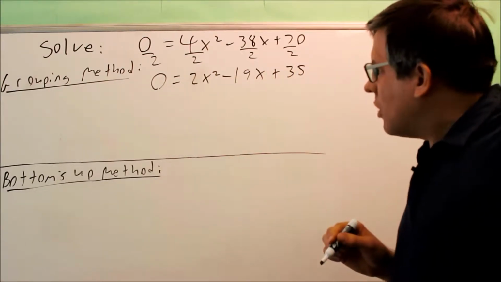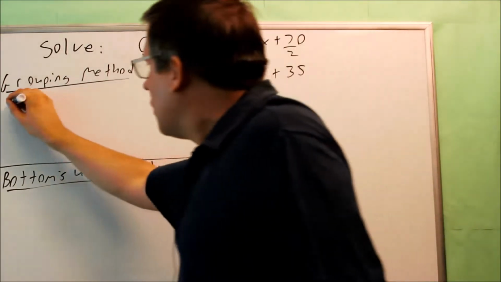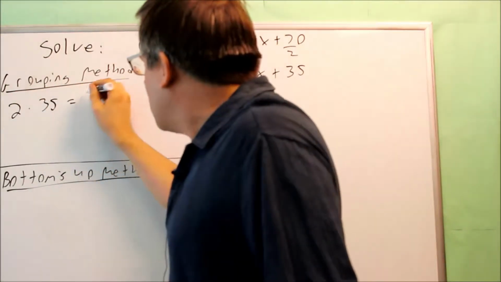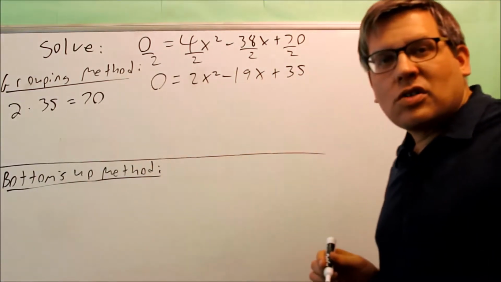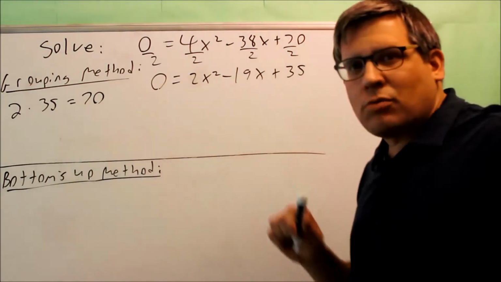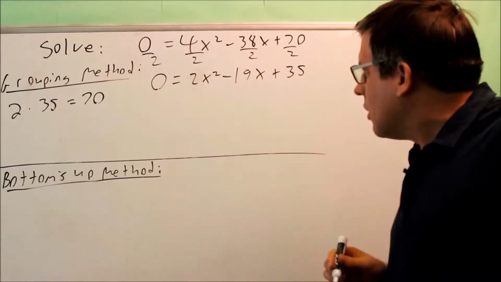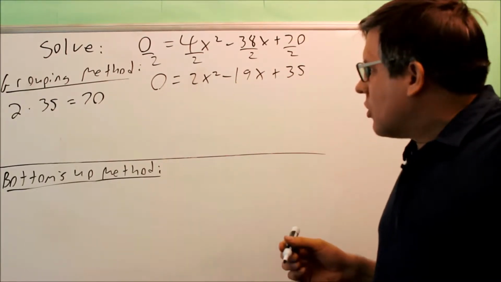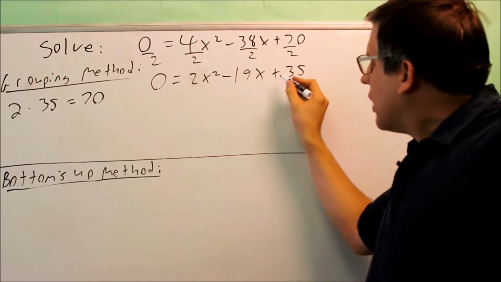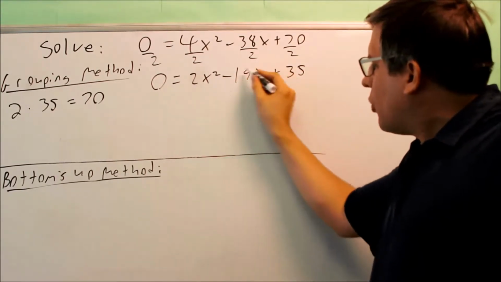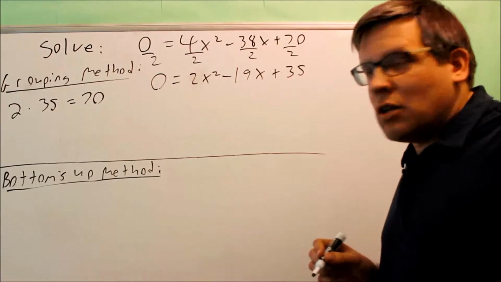So we're still going to do the same thing with the grouping method. You want to take the first number and multiply it by the last number. And so we get 2 times 35, which gives you 70. And you look for two numbers that multiply to make 70 but add to be negative 19. So both of those numbers are going to have to be negative, because two negatives will make a positive, and we want both of them to add up to be negative 19.